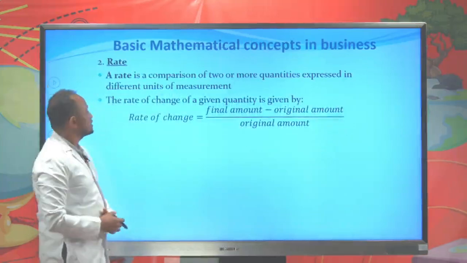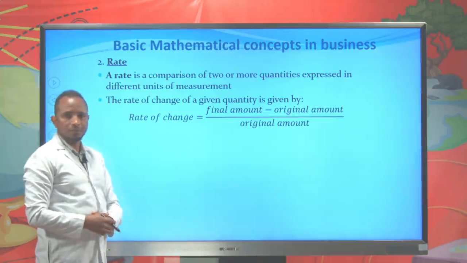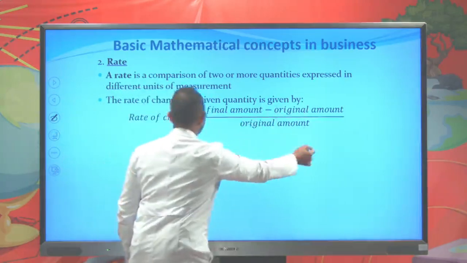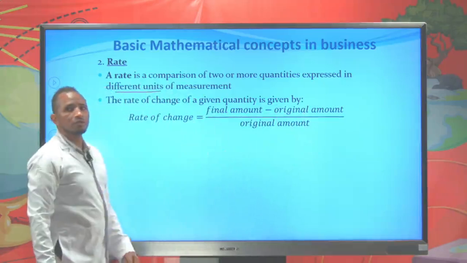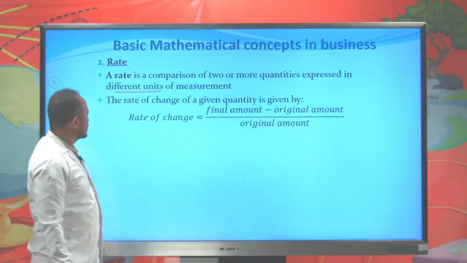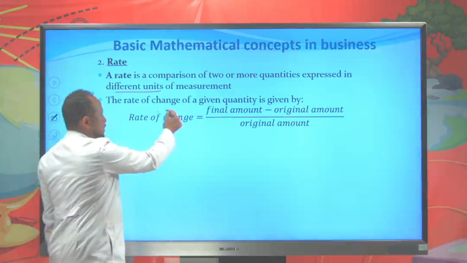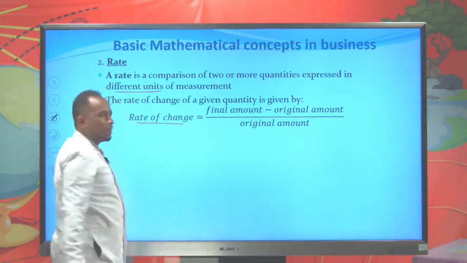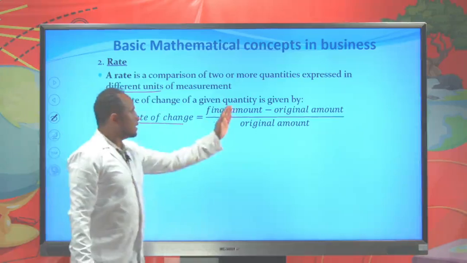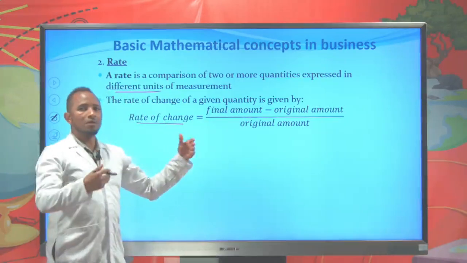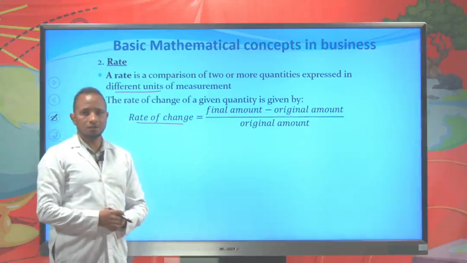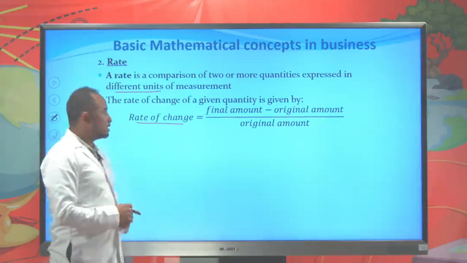Now the next one is rate. Rate is a comparison of two or more quantities expressed in different units of measurement. And the rate of change of a given quantity is given by the final amount minus the initial or original amount, divided by the original amount. This is the rate of change. So let's see an example for this.